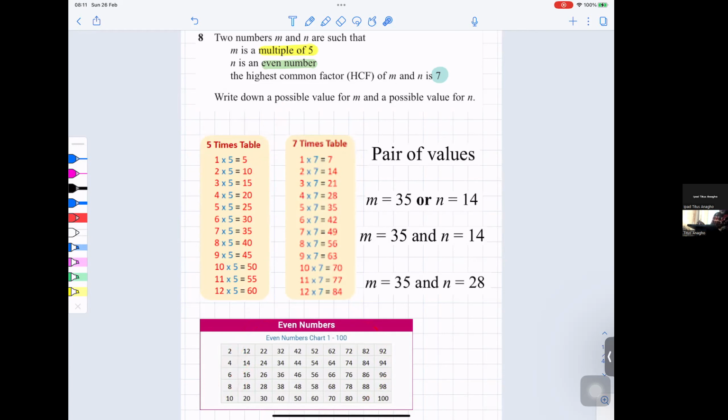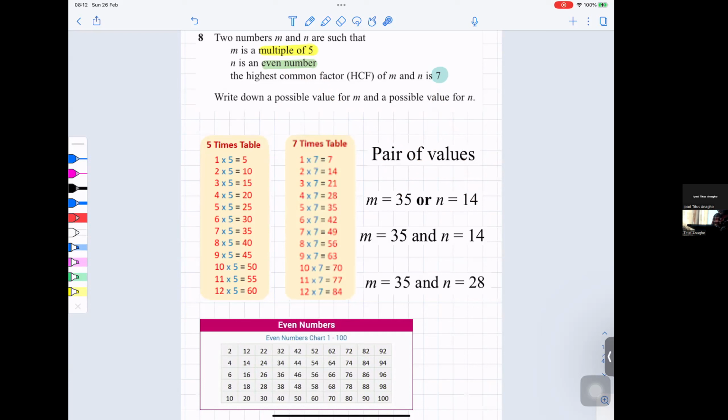So the pairs of values, they come in pairs of values. You can get M for Mike, you can have 35, and N for November, 14. 35 and 14 will have a highest common factor of 7. And N for November is an even number. And M for Mike is a multiple of 5.